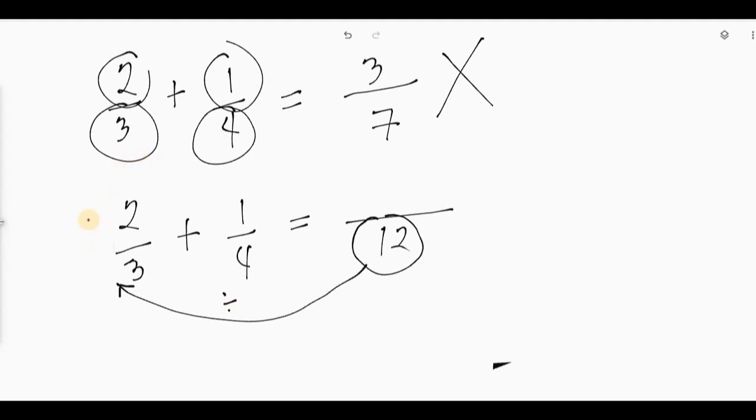Tapos yung sagot, ita-times natin. Equals times 2. So, again, 12 divided by 3 is 4 times 2. We have 8. Okay? Then, 12 divided by 4, divide, tapos times 1. So, 12 divided by 4 is 3. Times 1, we have 3. So, plus 3. Then, 8 plus 3, we have 11 over 12.